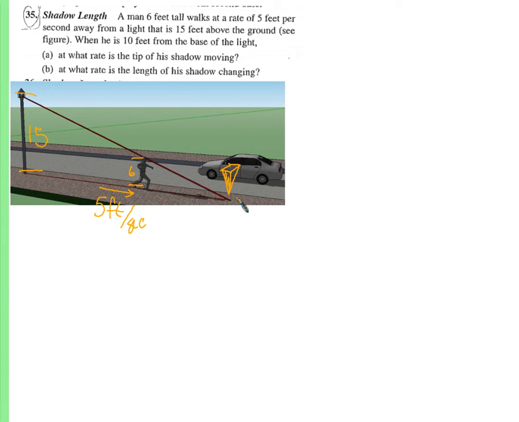Now, we've got this guy right here. We call it L, the length of the shadow. Here's all this stuff that we know: 5 feet per second. What distance is changing at 5 feet per second? His distance from the light post. It's actually his distance from any fixed point behind him, but it would be most useful to use the light post, because then we can just call it this distance right here, like X.